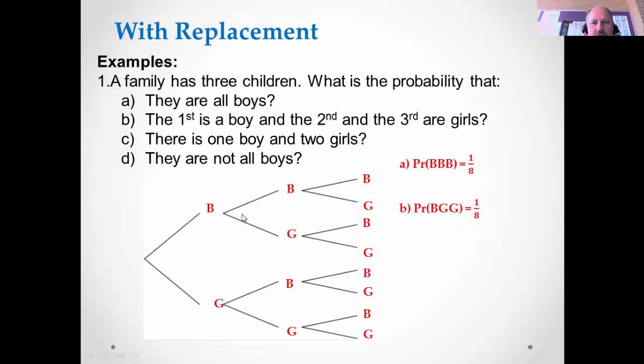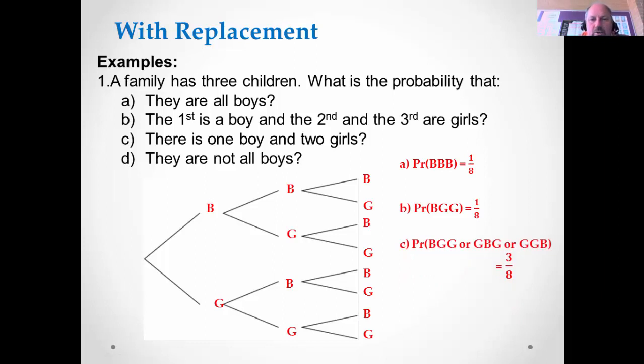1 is a boy and 2 are girls. 1 boy, 2 girls along that pathway, and 1 boy, 2 girls along that pathway. Order's not specified, so we add the 3 probabilities together.